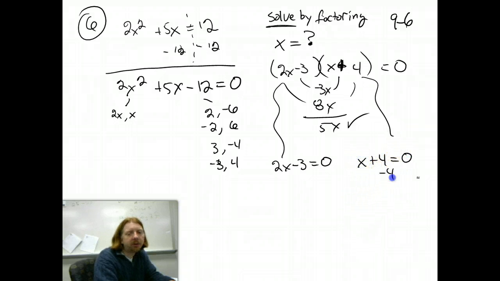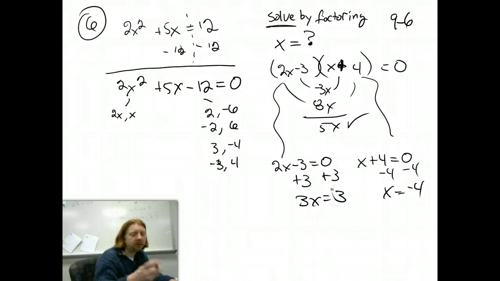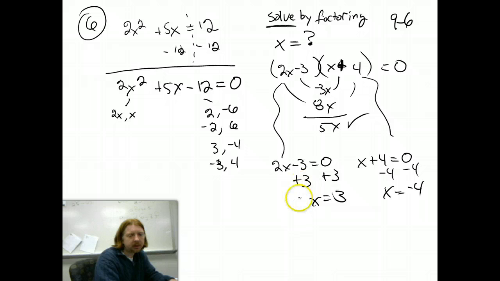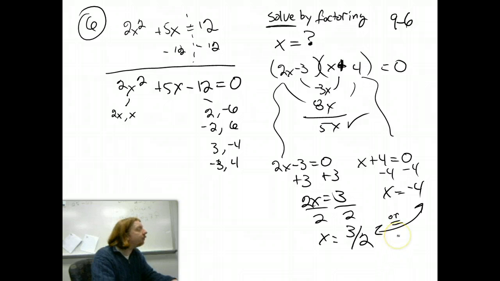Yeah. And then solve those mini equations just like number 1. The first problems on this review said, hey, if it's already factored, can you solve it? Oops. That's a 2, not a 3 there. Put that 2 back. And then divide by 2. And I get x is equal to 3/2. So my answers are 3/2 or -4. And again, a quadratic should have 2 answers. It's only when there's a perfect square involved that you get just one answer out of it.